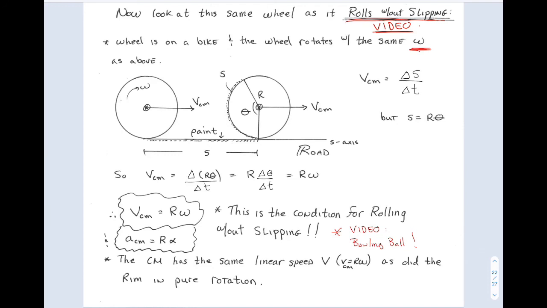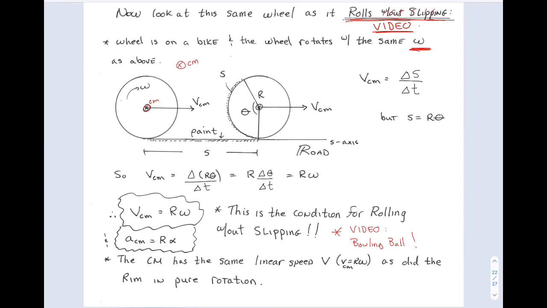I'm not going to keep saying the phrase without slipping. I'm just going to say something rolls. So if something's rolling, it means it's not slipping. Okay, so I have the wheel. Here's what I drew: the center of mass. Remember previously, if I make a little X with a circle, that's the center of mass. There's my center of mass.